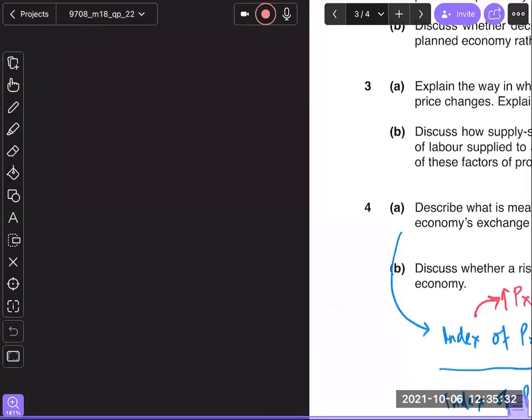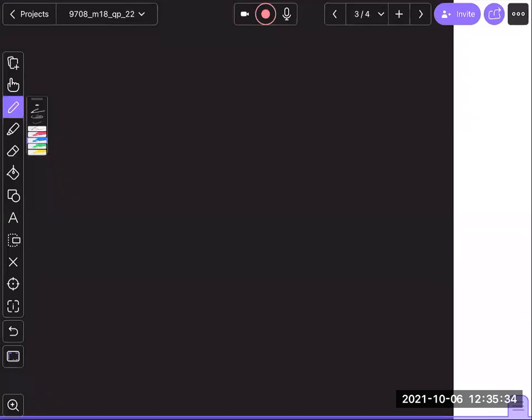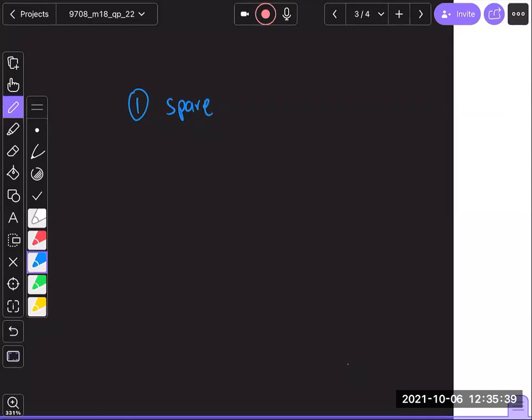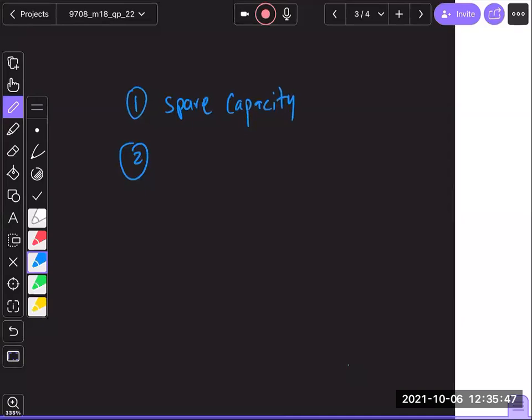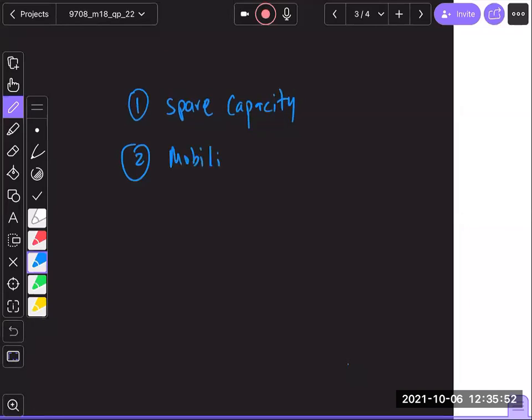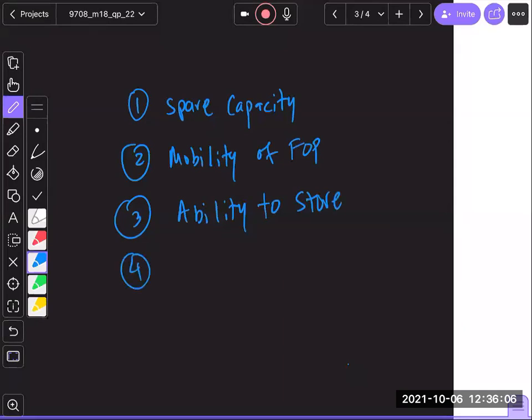Cost of production, yes. So two things. Number one could be spare capacity. Somebody said unused capacity, spare capacity was one. Number two is mobility of factors of production, good job. Number three is ability to store, which is exactly perishable versus non-perishable. And number four was time period.